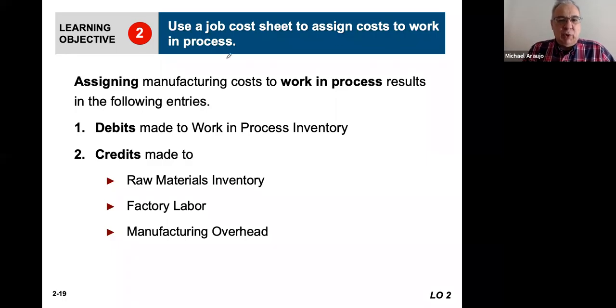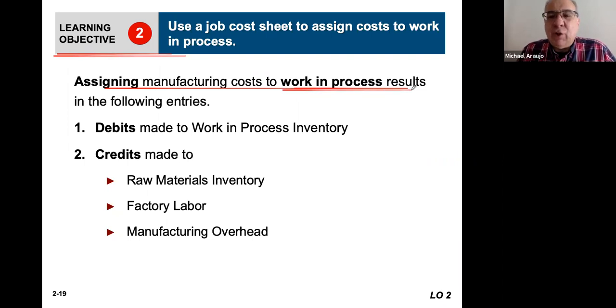So welcome to Learning Objective 2. Hallelujah. Building on everything that you've learned so far, we are going to start assigning costs to work in process, okay? So remember, everything starts off as raw material costs and factory labor costs and manufacturing overhead costs. But that's the starting point, right? The step after is to start working and creating the products. And that's basically what the work in process is.